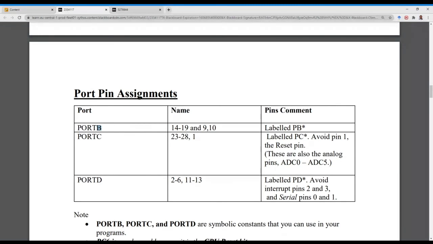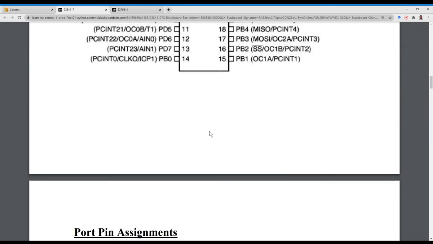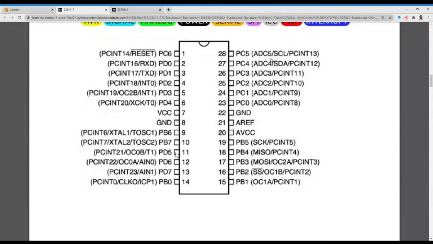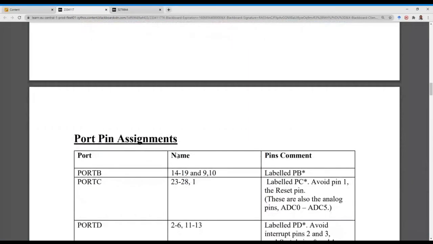We've shown the circuit diagram and everything as well. So port B actually ranges on the actual ATmega328P chip from pin 14 to 19, and then 9 and 10. If you look on here, pin 14 is PB0, all the way to 19, that's PB5, and then pins 9 and 10 are PB6 and PB7. So those are the actual pins that you have on there.